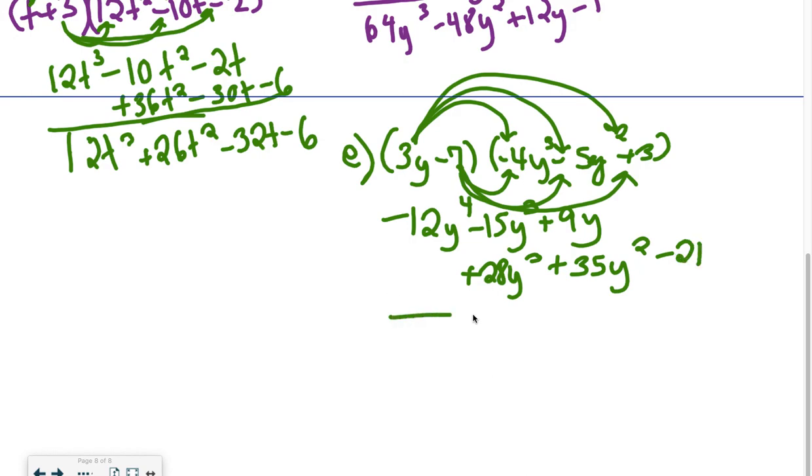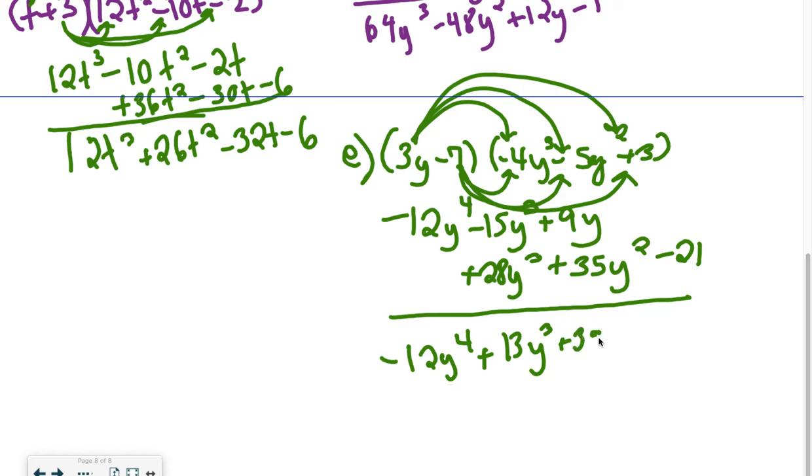So let's see what we have. We have negative 12y to the 4th plus 13y to the 3. There's a 35y squared that can't combine, a 9y, and a minus 21. So be careful as you progress through these. Again, you guys can email me with any questions.